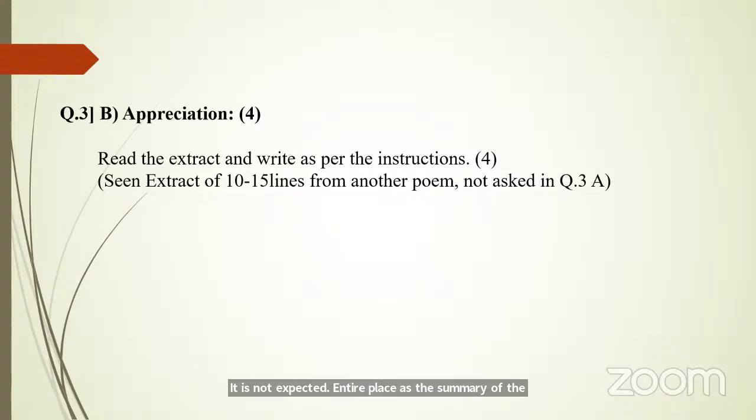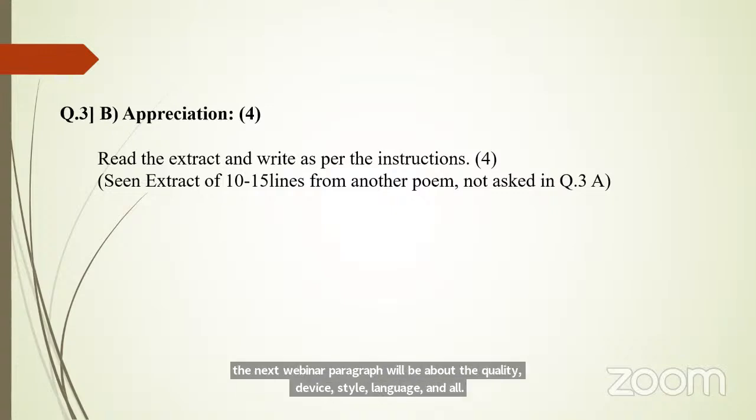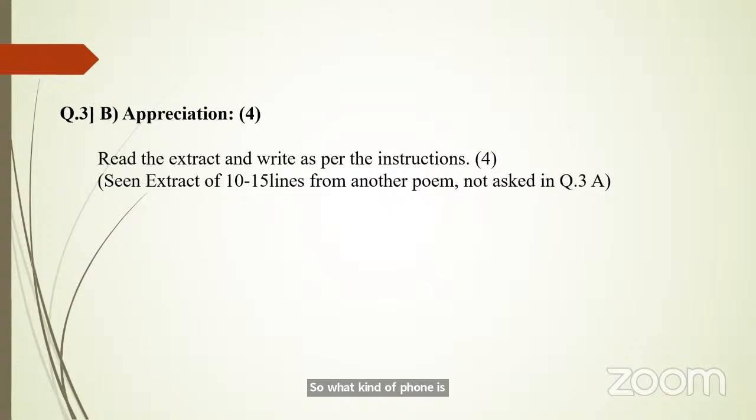Then the next paragraph will be about the poetic device, style, language and all. So what kind of tone is used, whether the language is simple, or what prominent figures of speech are used over there, in what era it is written, what impact is there, everything you can mention in that paragraph. The last one is about your opinion. That is important, because first impression might be different before reading the poem, or when you had listened to it for the first time. And after learning that poem, you have come to the conclusion.